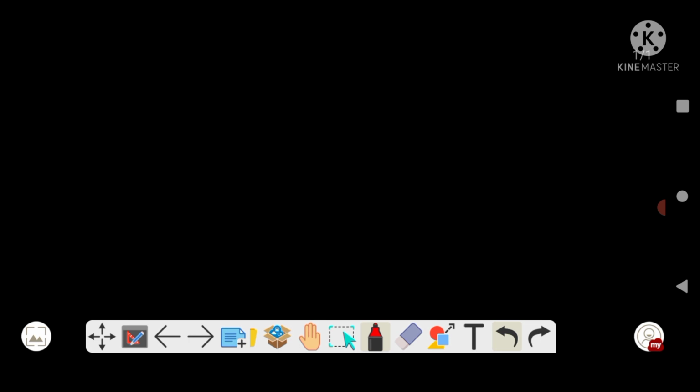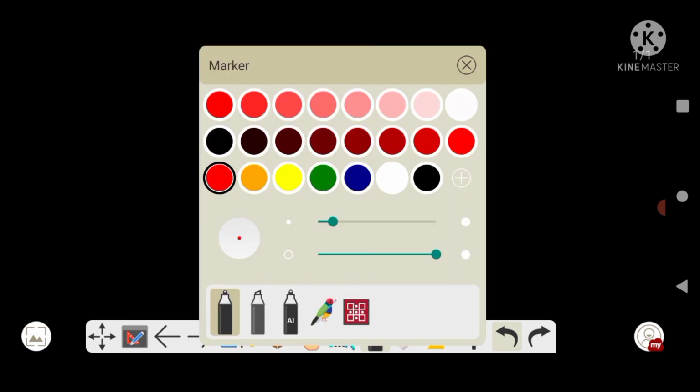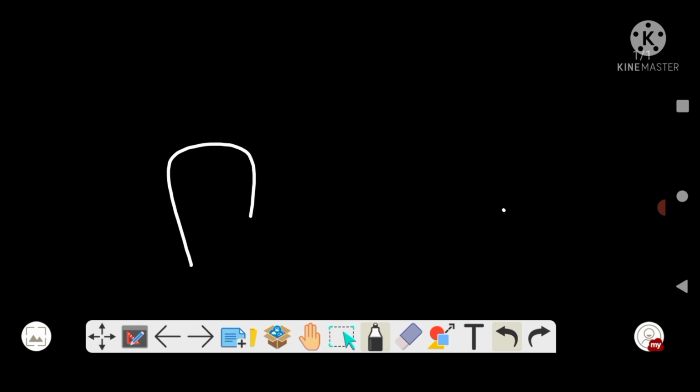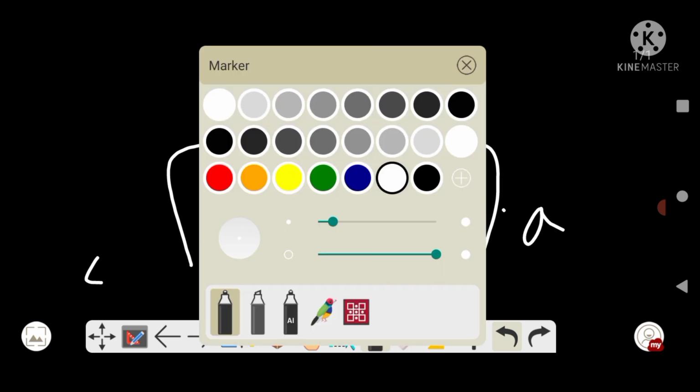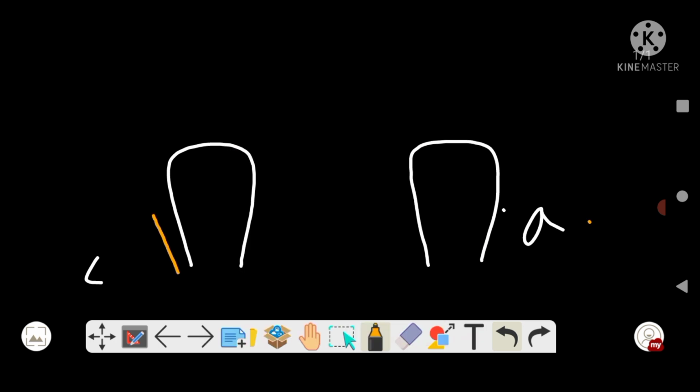So what is the mechanism actually? See, if I talk about children, this is your children, this is your adult. I am drawing the bone. So I just drew a part of the bone.